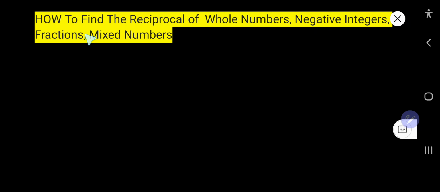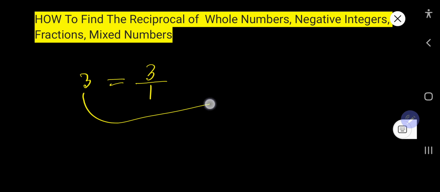From this video, you are going to learn how to find the reciprocal of whole numbers, then negative or positive integers, then fractions. Fractions can be negative or positive, then mixed numbers. So look, 3 is a whole number and you would like to convert this 3 to its reciprocal. You can rewrite this as 3 over 1. That is, 3 and 3 over 1 is the same thing. So the reciprocal of 3 will be, you just need to flip this fraction, 1 over 3.